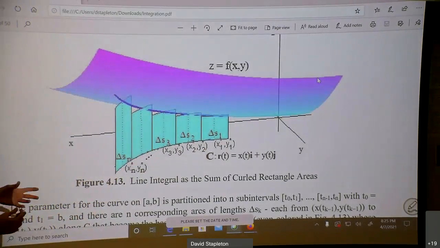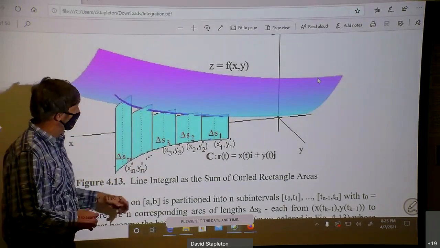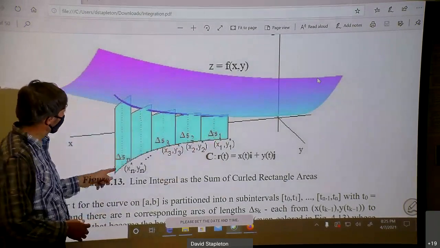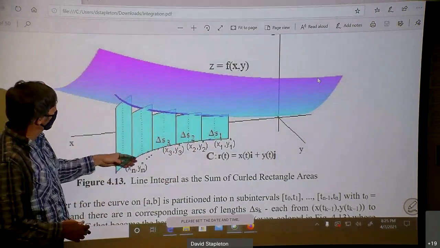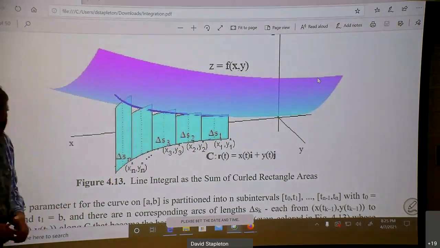And if you take the limit as the number of rectangles goes to infinity, you get what's called the line integral. So it's just a generalization of the definite integral in calculus 1, to take rectangles along the curve and take the area of these kind of curled rectangles instead. Well, what's the area of a curled rectangle?